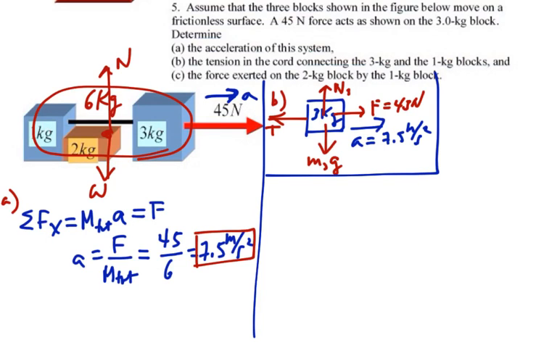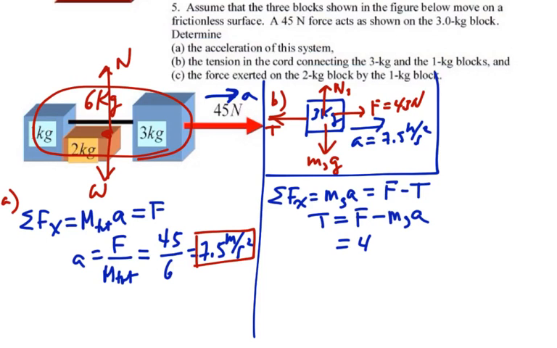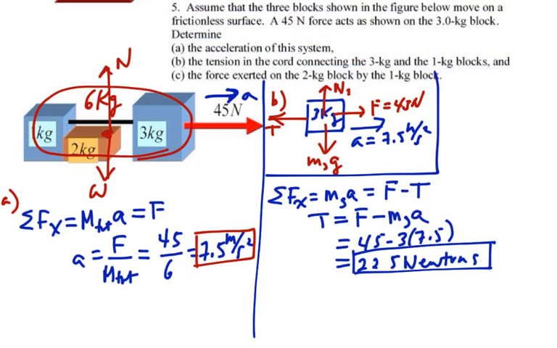As we set up our equation for that, we would say that the summation of all the forces in the x direction is equal to m3a, and that is equal to F minus the tension. So in other words, the tension will equal F minus m3a. And that will be equal to 45 newtons minus 3 times 7.5, or 22.5 newtons. So that's the tension in the cord.